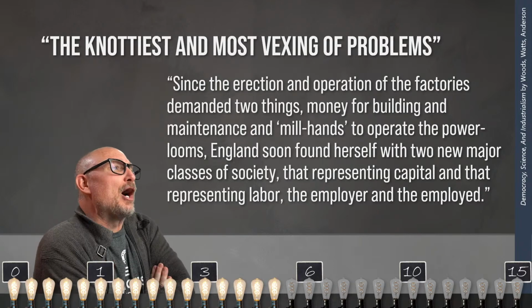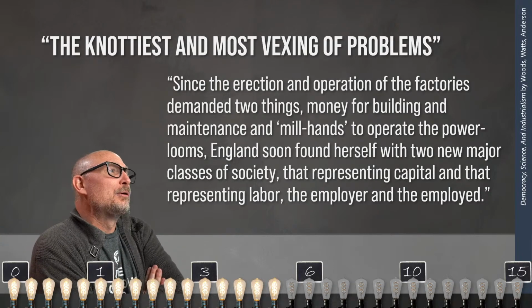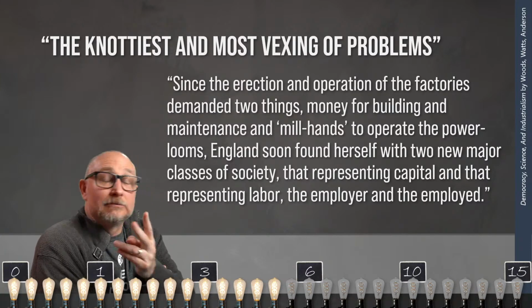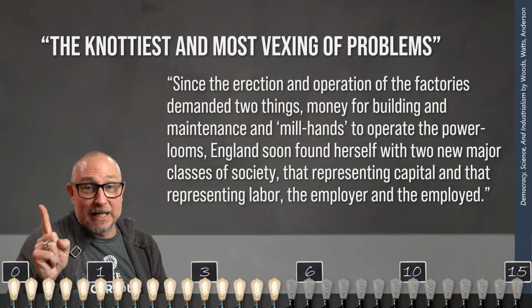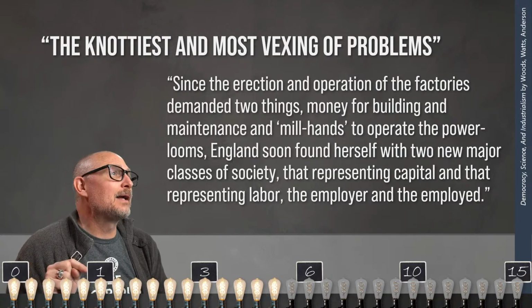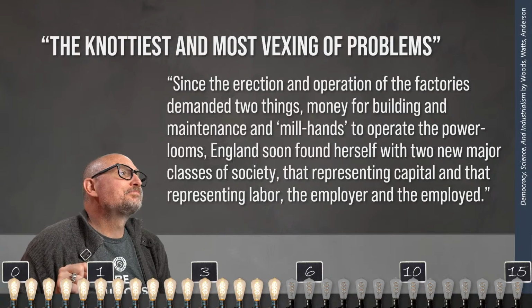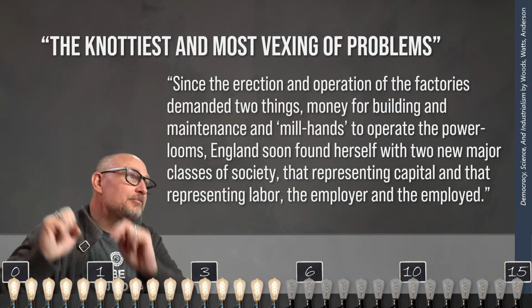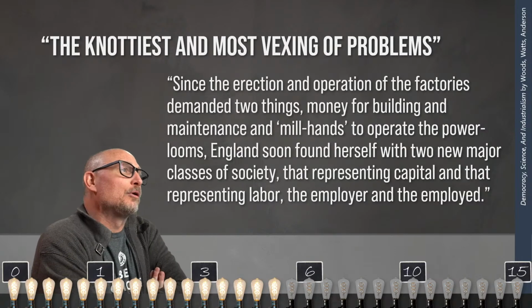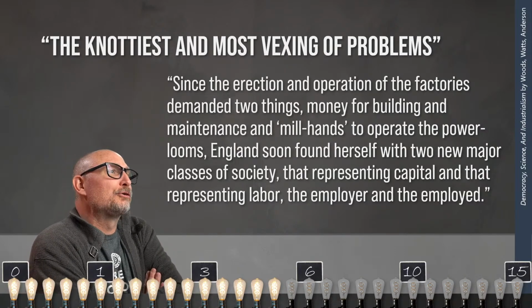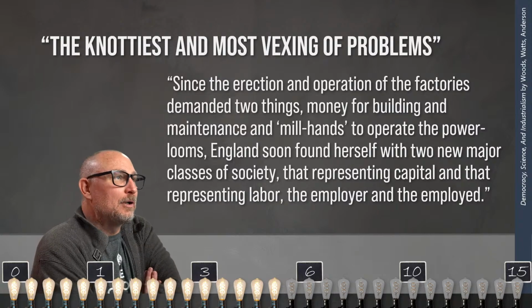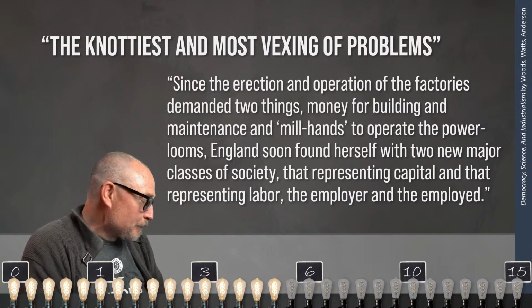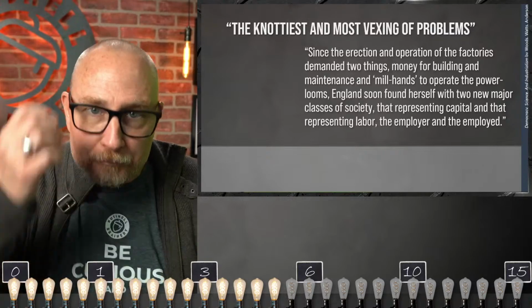Since the erection and operation of the factories depended on two things, factories depend on two things: money for the building and maintenance. So you've got to have money to build the factory, right? And mill hands, the employees, to operate the power looms. England soon found herself with two new major classes in society, that representing capital and that representing labor, the employer and the employed. Yeah, it's the same thing today, right?